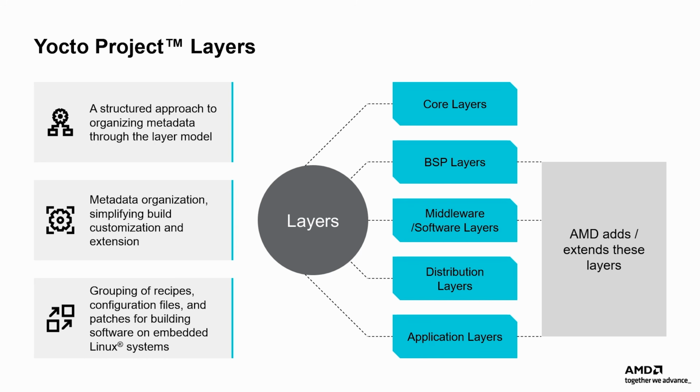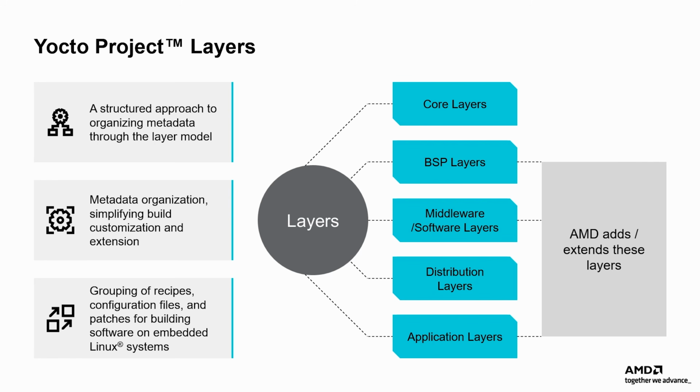BSP layers contain hardware-specific configurations, such as kernel settings, bootloaders, and device drivers, with examples like the meta-xilinx layer for AMD development boards. Middleware software layers provide additional software stacks, including networking, graphics, and security features. Notable examples are meta-openembedded, which offers a collection of useful packages, and meta-virtualization, which adds support for Docker, Xen, and other virtualization technologies.